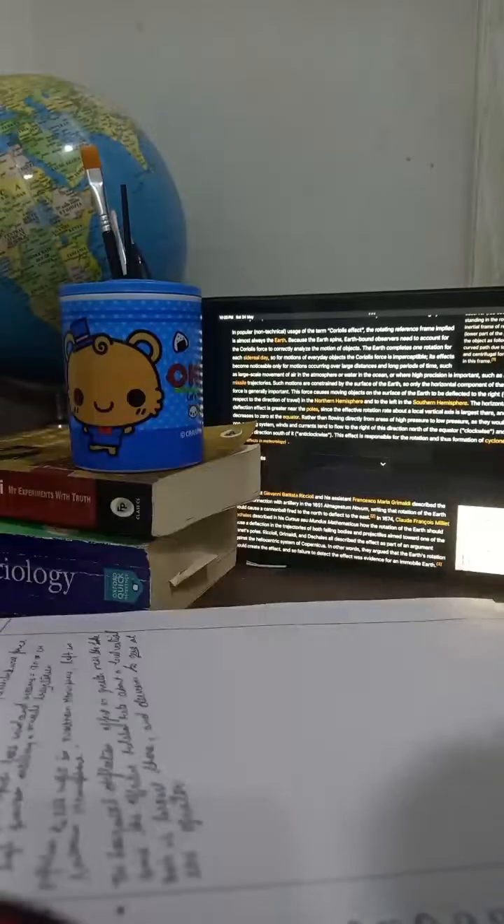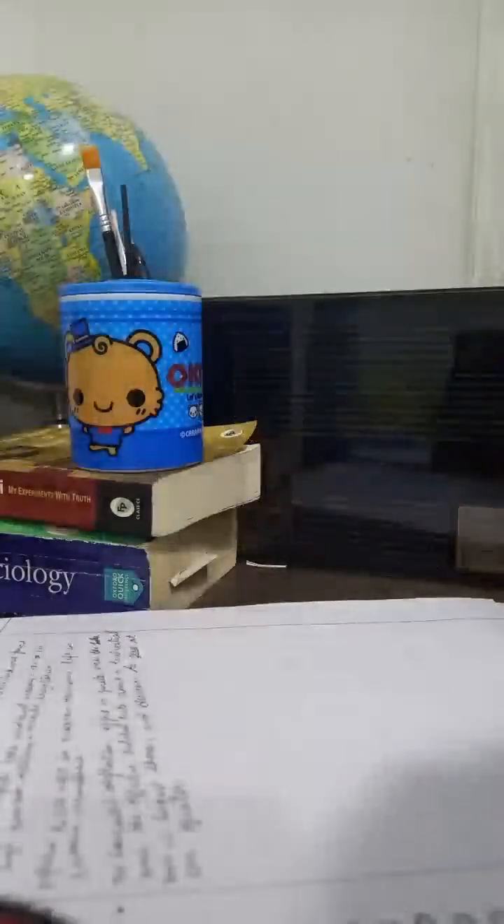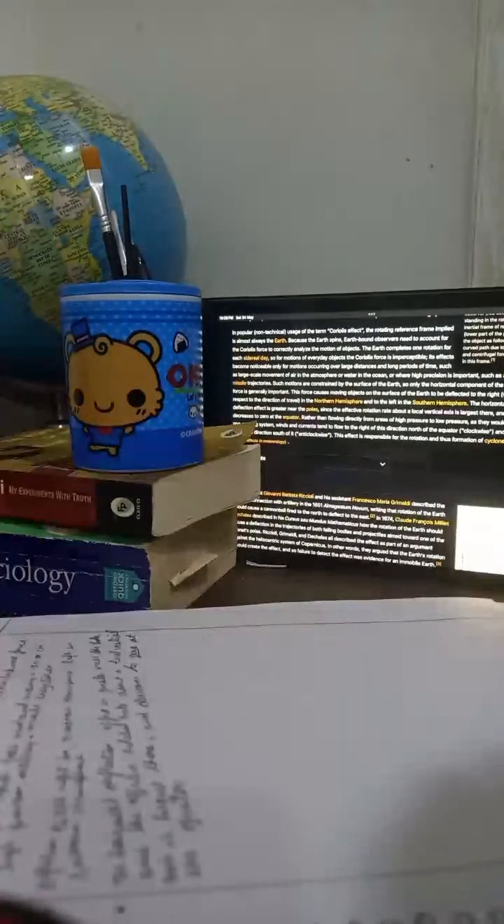The horizontal deflection effect is greater near the poles, since the effective rotation rate about the local vertical axis is largest here and decreases to zero at the equator. Rather than flowing directly from areas of high pressure to low pressure, as in a non-rotating system, of course. If the Earth was a non-rotating object, then the wind would simply flow from high pressure to low pressure areas. But it's a rotating object, and that's why the Coriolis force is applied, and this leads to deflection of the winds as well as the oceanic currents, leading to the formation of the easterlies and the westerlies.